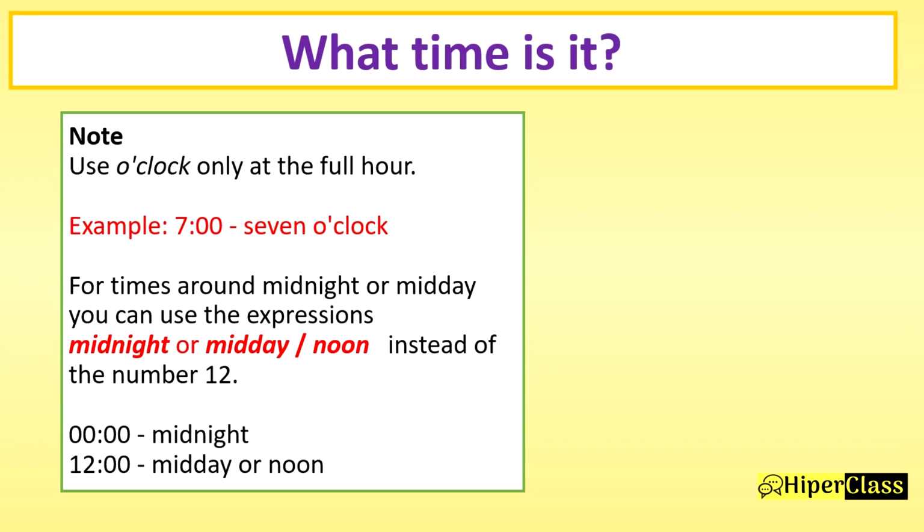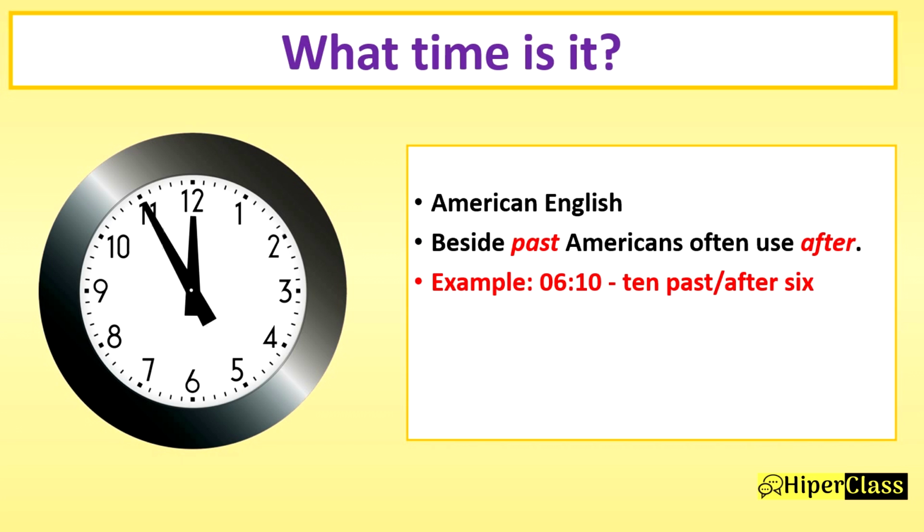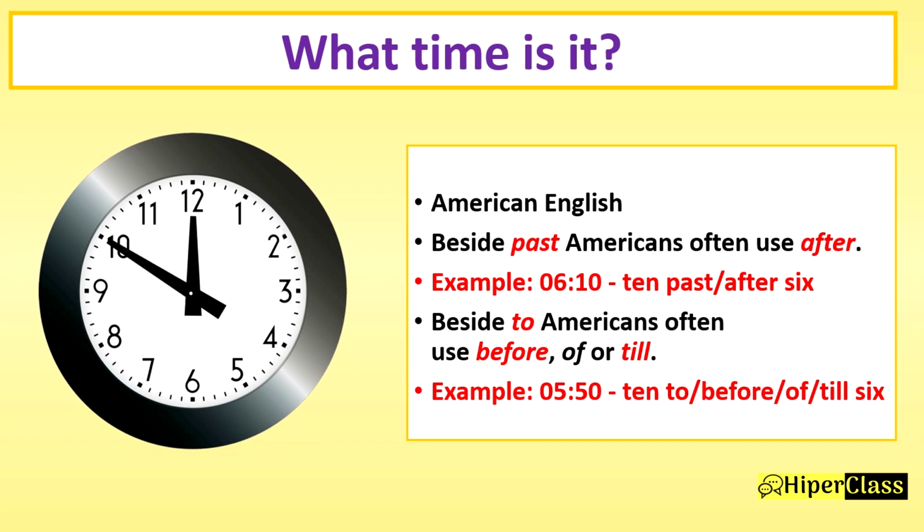What time is it? American English. Besides past, Americans often use after. For example, 6:10 we use 10 past or 10 after 6. Besides to, Americans often use before, of, or till. For example, 5:50 we say 10 to 6, 10 before 6, 10 of 6 or 10 till 6.